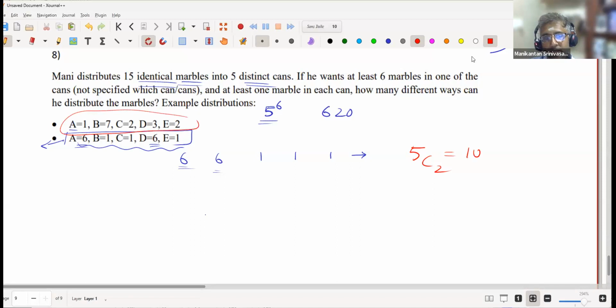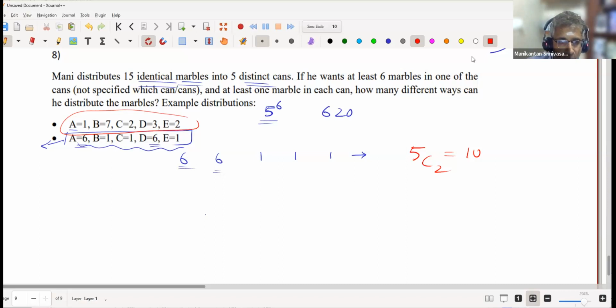Actually, I'm thinking maybe we can combine all of it in one. Okay, let's see. So the other case is, sorry, just one second. I'm just thinking here. If I have one of them has to be more than 6.